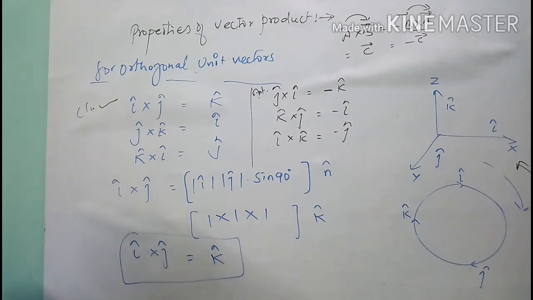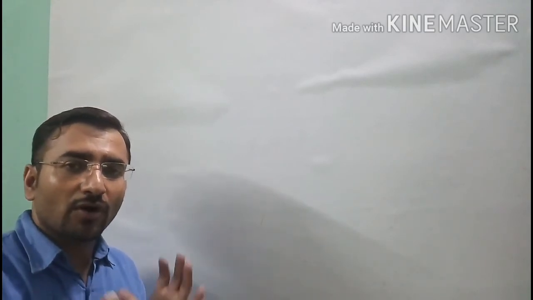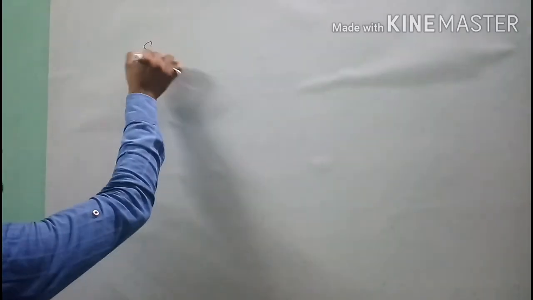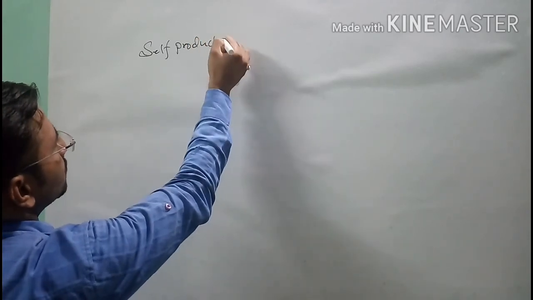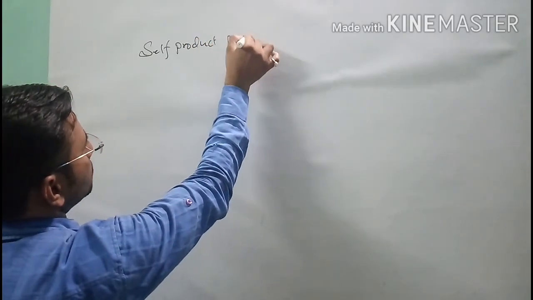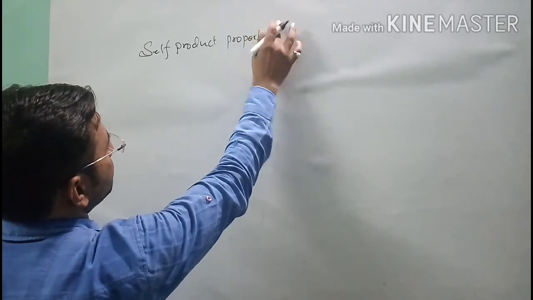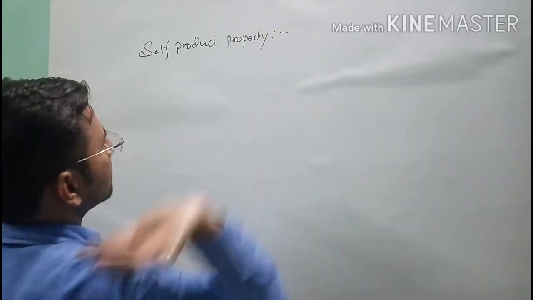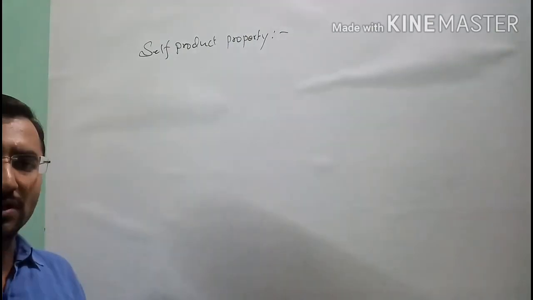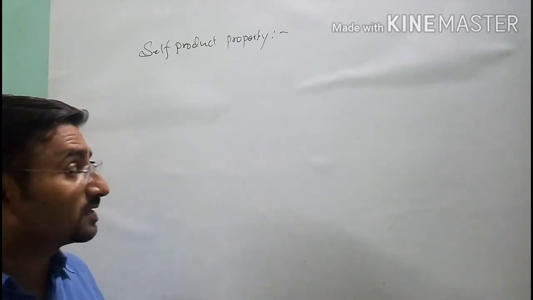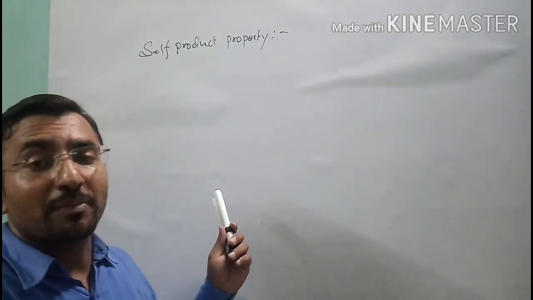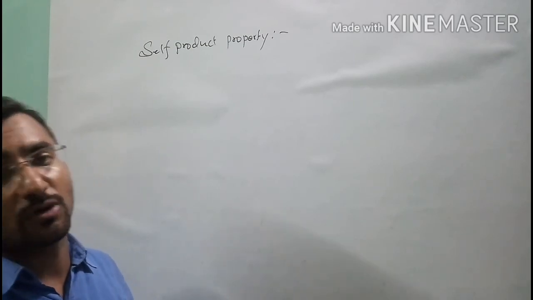So for that, pause the video and note down. Now student, after the discussion of the orthogonal property in terms of vector product, we will discuss the self product property, which is very helpful when you solve numericals. These properties are very important when you solve numericals: self dot product and self cross product. Before this we read which property? Orthogonal product in terms of cross product.